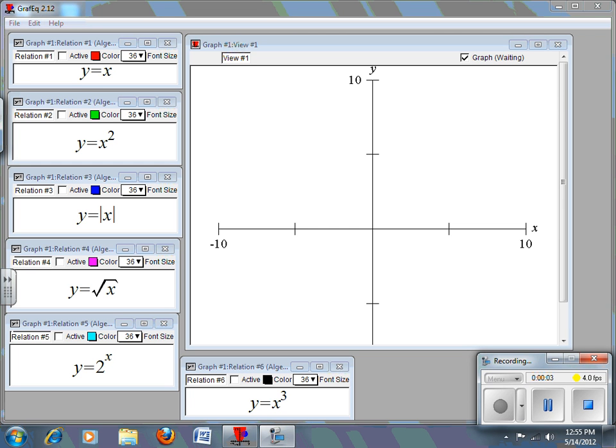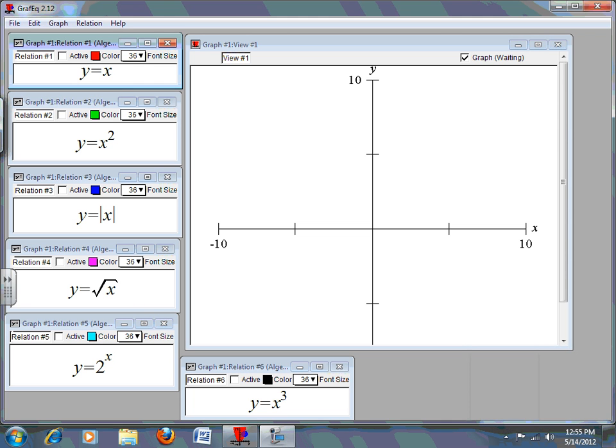On the screen you see 6 functions. These functions are called parent functions. They're the base functions that we're going to use in Unit 7 to create transformations. The first function, right here, y equals x, is the linear function.